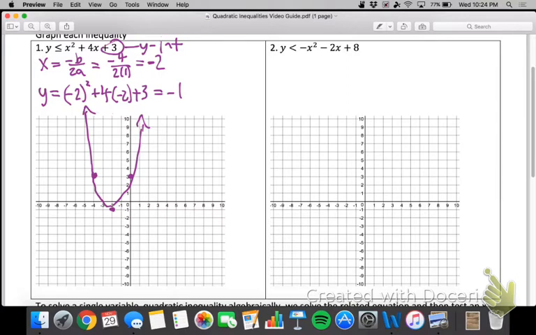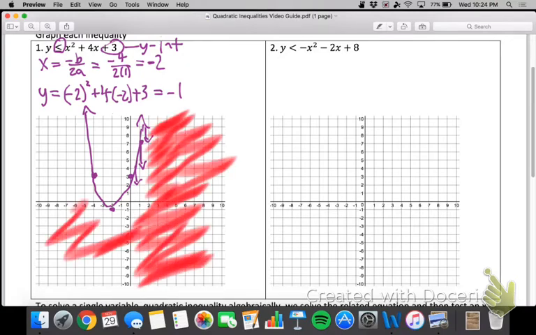Now, since it's a less than, for any point that I pick, I'm going to shade the area below it. So if I go down from this point, I'm going to shade everything below, so all of this area ends up shaded. So really everything outside the parabola gets shaded.